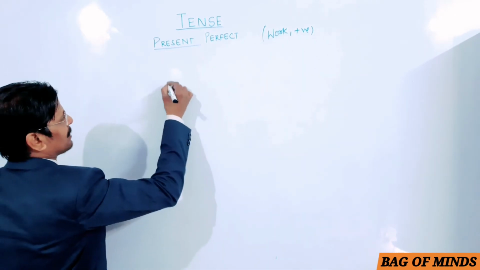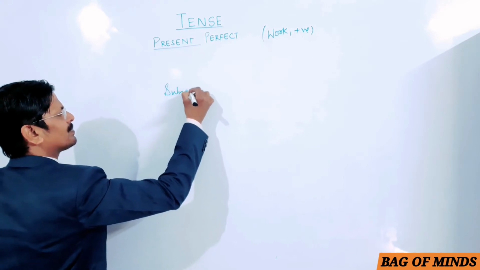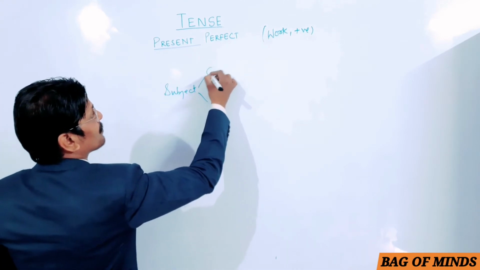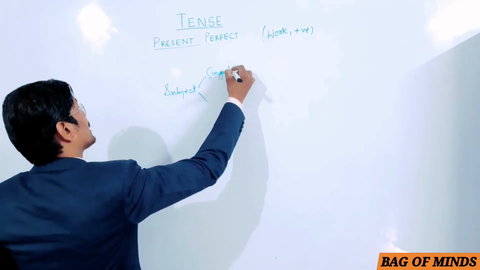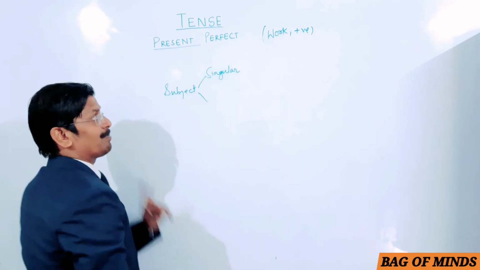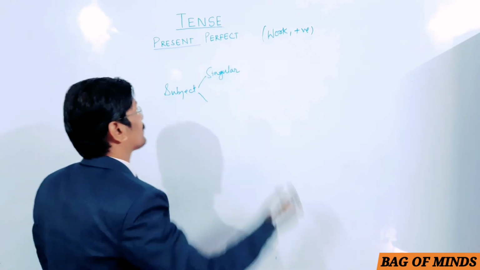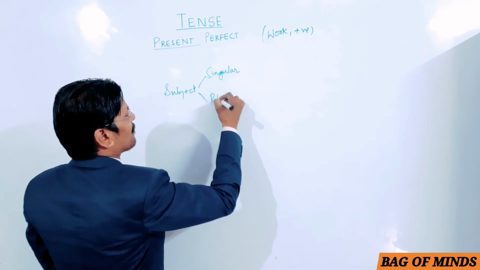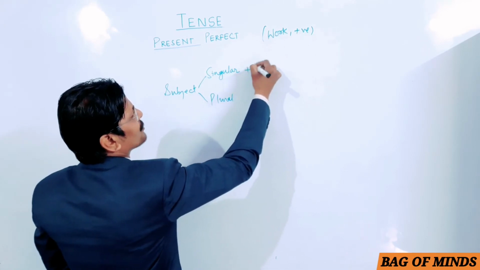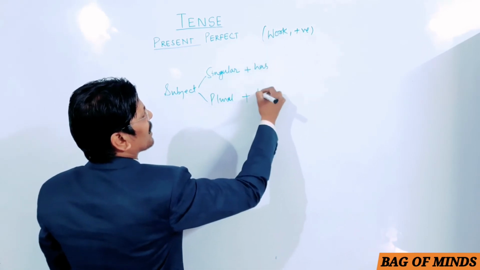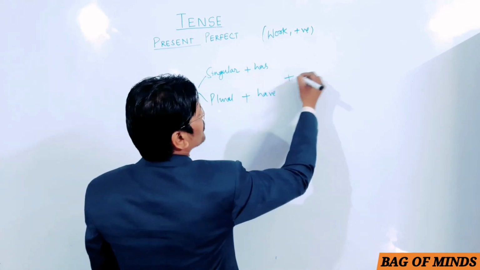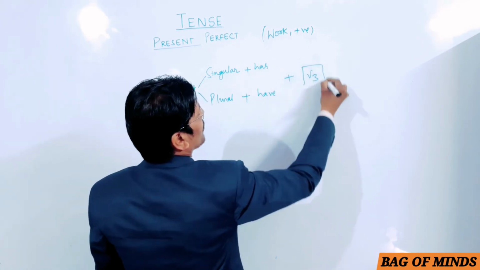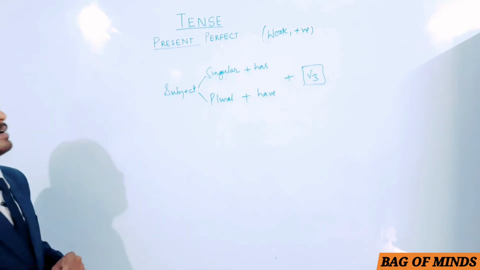So the pattern here: subject, division of subject. In present tense, please be very careful about it. In past, we can use had with any of the subjects. Then we have plural and singular. With singular, I'll use has. With plural, I will use have. Plus my V3. Very, very important. Please be very careful about it.